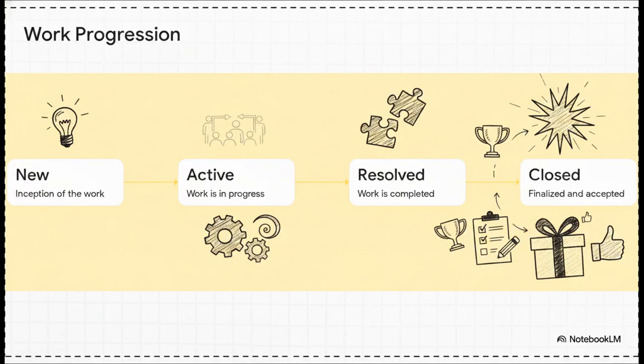If we look at the Agile process as an example, you can literally watch the work progress cleanly, from new to active to resolved and finally to closed. It is a super clear state progression from inception to completion, which means everyone on your team knows exactly where a piece of work stands at any given second.